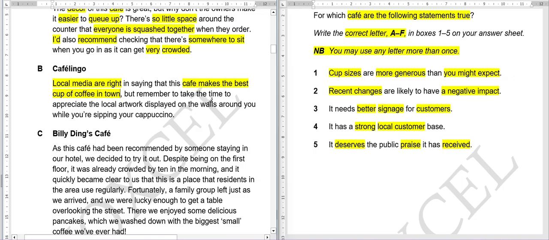But remember to take the time to appreciate the local artwork displayed on the walls around you while you are sipping your cappuccino. So they're saying that, but do not forget to take the time to appreciate the local artwork. So you have to appreciate the local artwork that is displayed on the walls around you. So maybe on the wall there are paintings by local artists, or maybe some kind of graffiti done by local artists, that you should appreciate in fact, while sipping your cup of coffee, cappuccino.